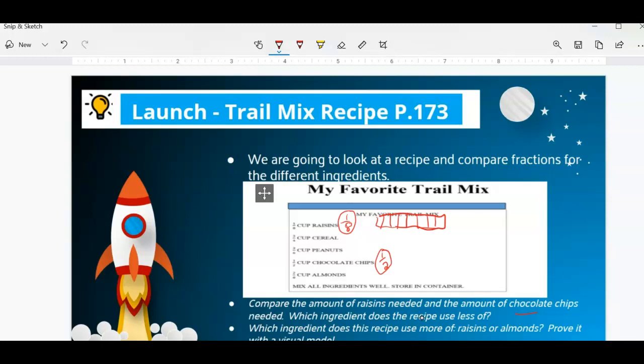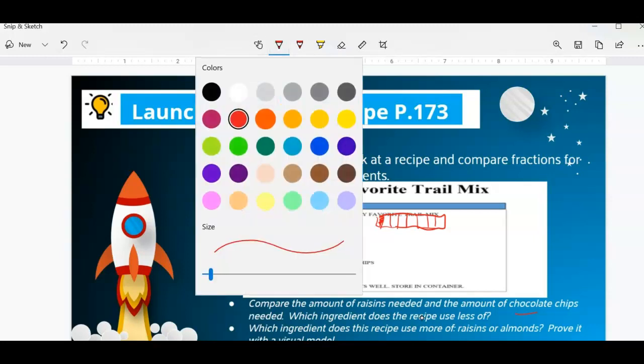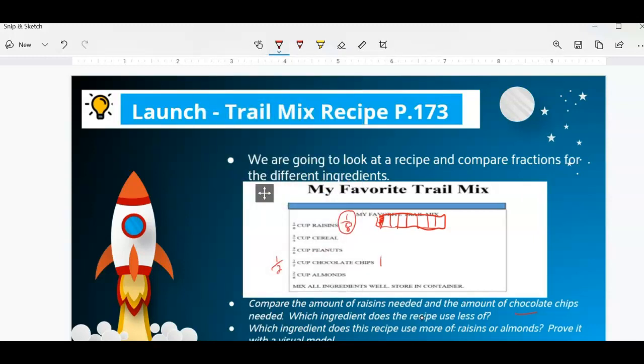1, 2, 3, 4, 5, 6, 7, 8. So this is 1/8. And let's go ahead and do the 1/2. So I'll erase this for a second here, and I'll move it over. So chocolate chip is 1/2. And remember, when we're comparing these diagrams, we want to try to get them as close to the same size as possible. And it's not always going to be perfect, but we're going to do the best we can when we're drawing.